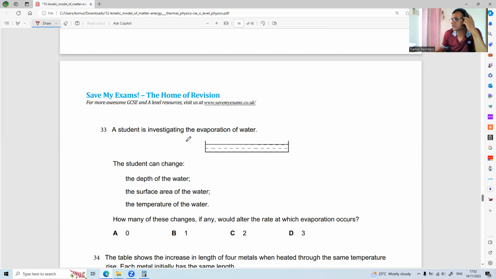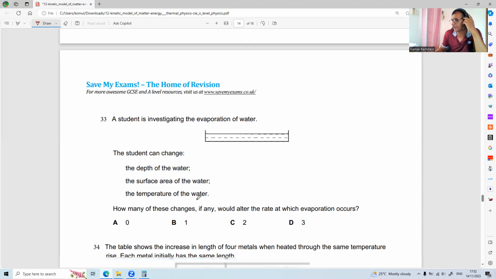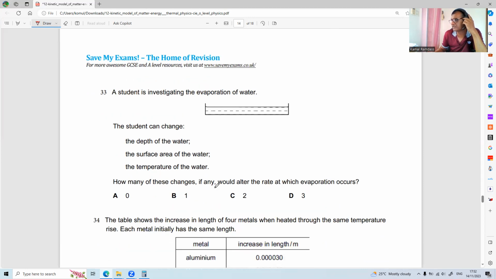A student is investigating the evaporation of water. The student can change the depth of the water, the surface area of the water, the temperature of the water. How many of these changes, if any, would alter the rate at which evaporation occurs? Okay, depth, definitely. No? Surface area, yes. Temperature also, yes. So all of them.